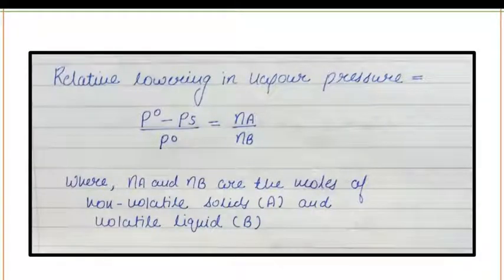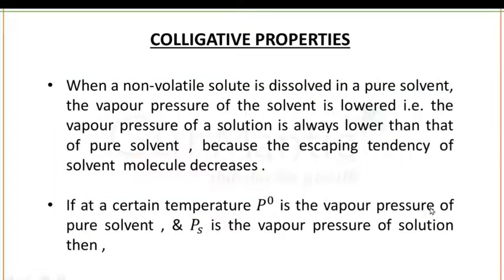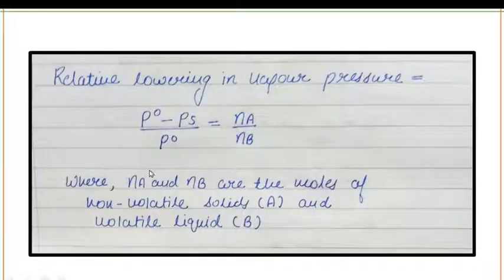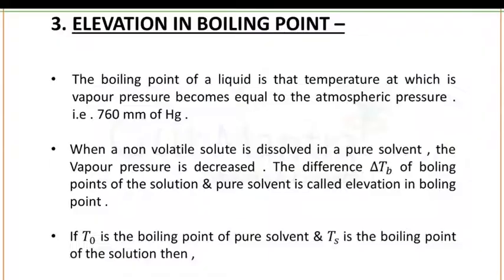relative lowering of vapor pressure will be equal to (P0 minus Ps) upon P0, equals Na upon Nb, where Na and Nb are the moles of the non-volatile solute A and the volatile liquid B. What were P0 and Ps? P0 is the vapor pressure of solvent and Ps is the vapor pressure of solution. Okay, so by this formula you can calculate the relative lowering in vapor pressure.